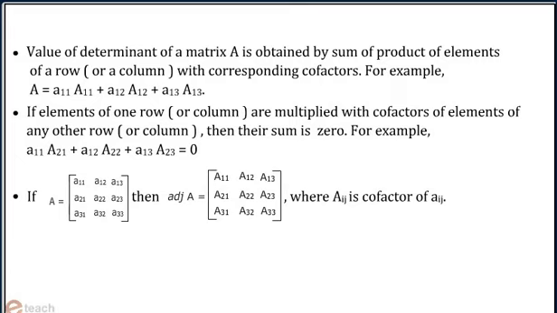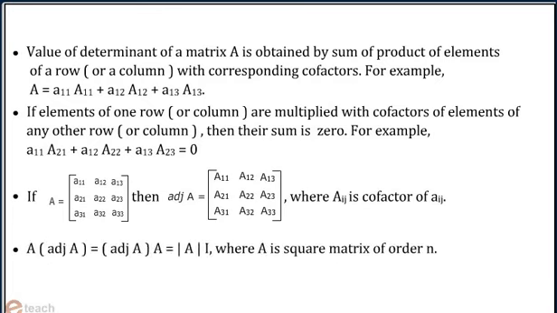If matrix A is given by [aij] 3 by 3, then adjoint A equals the transpose of [Aij] 3 by 3, where Aij is the cofactor of aij. A into adjoint A equals adjoint A into A, which equals determinant of A into identity matrix, where A is a square matrix of order n.